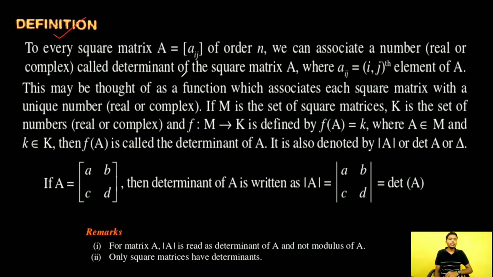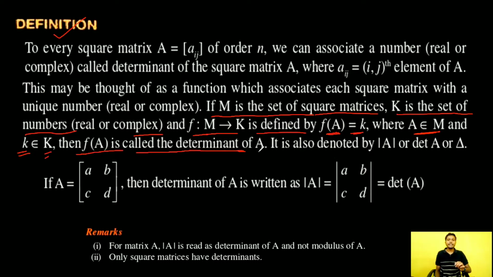Now, the definition of determinant: if M is the set of square matrices and K is the set of numbers, those numbers may be real or complex, and f is a function from set M to set K defined by f of A is equal to k, where A is a square matrix and A belongs to set M, and small k is a number that belongs to set K. Then f of A is called the determinant of matrix A. It is also denoted by |A| or det A or delta.